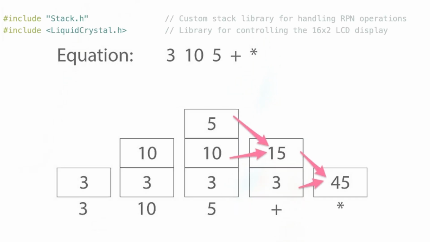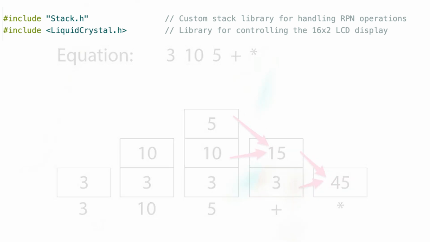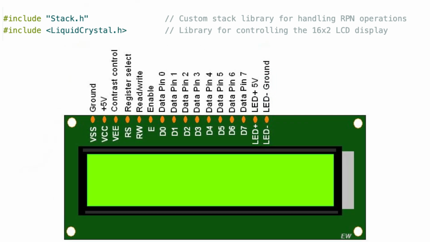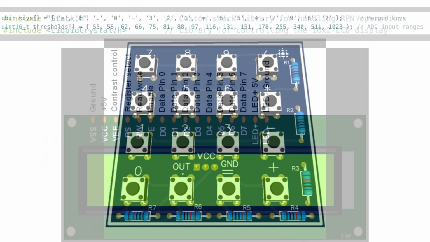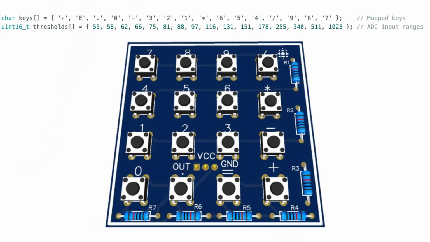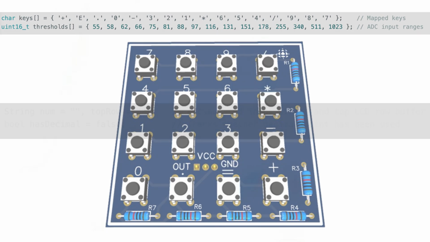Key functional components of the code are summarized as follows. Stack.h is the custom library to manage a float-based stack used to evaluate RPN expressions. LiquidCrystal.h provides functions for managing the 16x2 LCD screen. Keys is a character map for interpreting analog keypad values as characters, and thresholds maps analog read values to the correct character based on ADC value ranges.